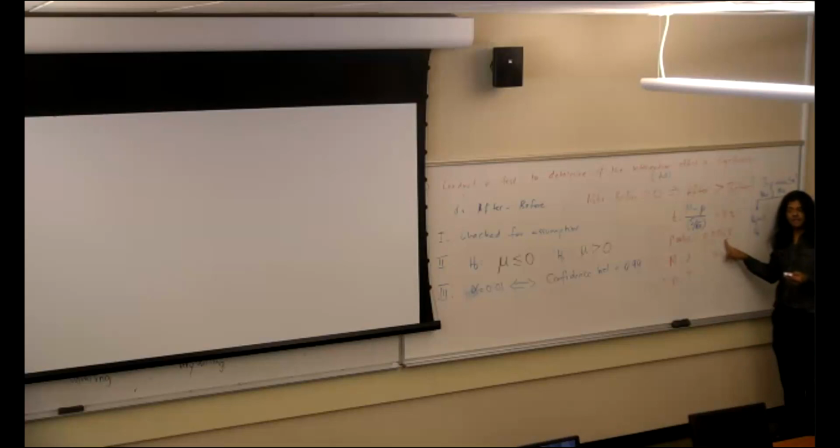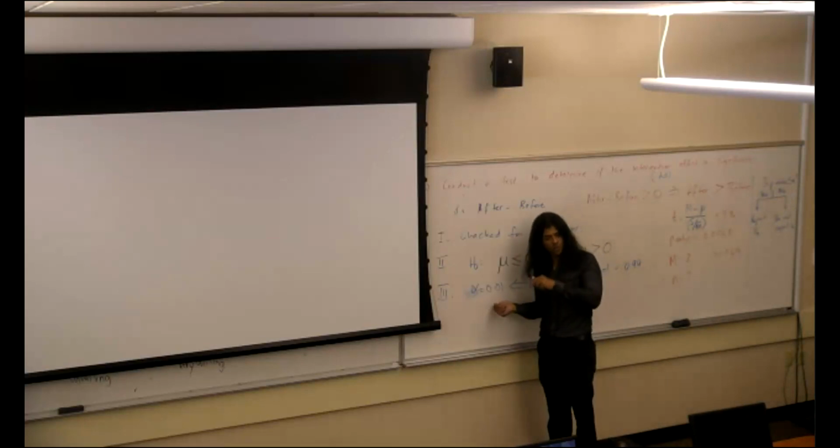If decimals are confusing, convert it to a percentage. This is 0.48%. Alpha 0.01, that's 1%. Is 0.48% less than 1%? Yes. So the flowchart says go this way, you reject the null. And going back to day one, null means nothing, no effect. Alternative, you have a significant effect.